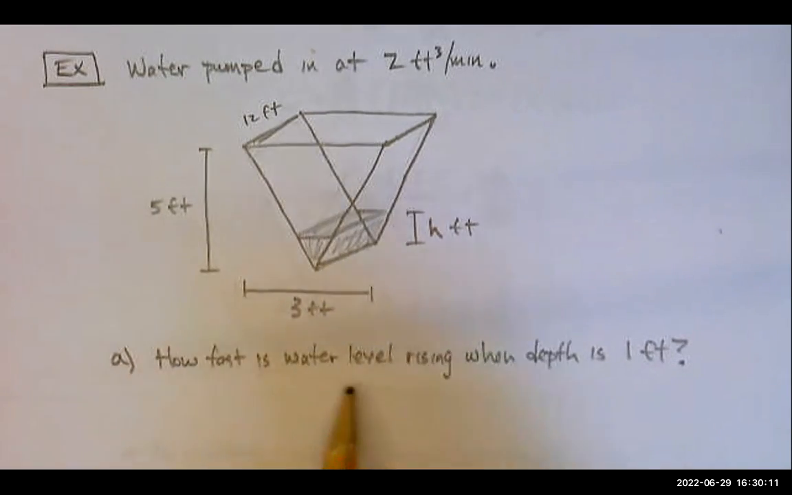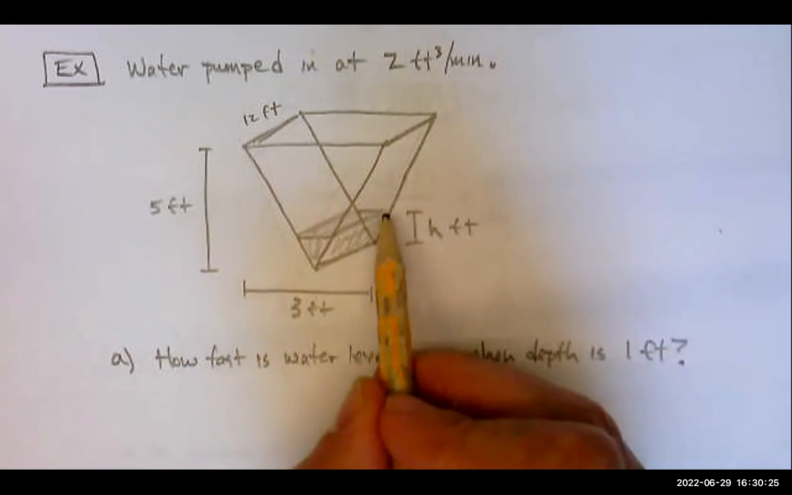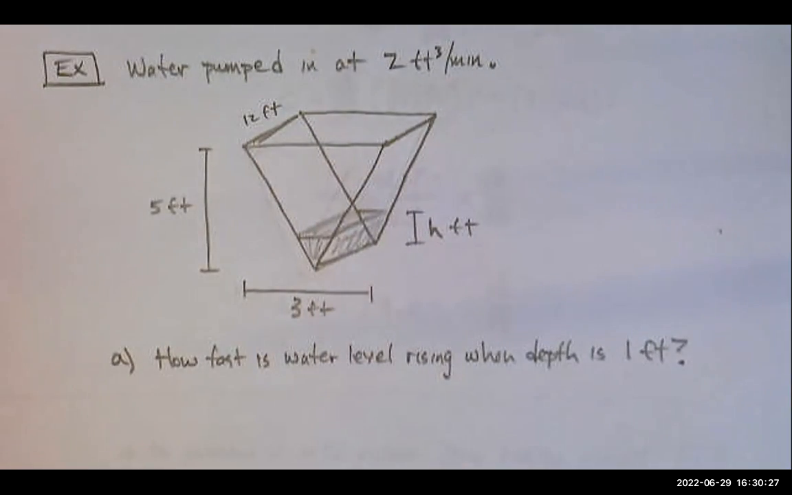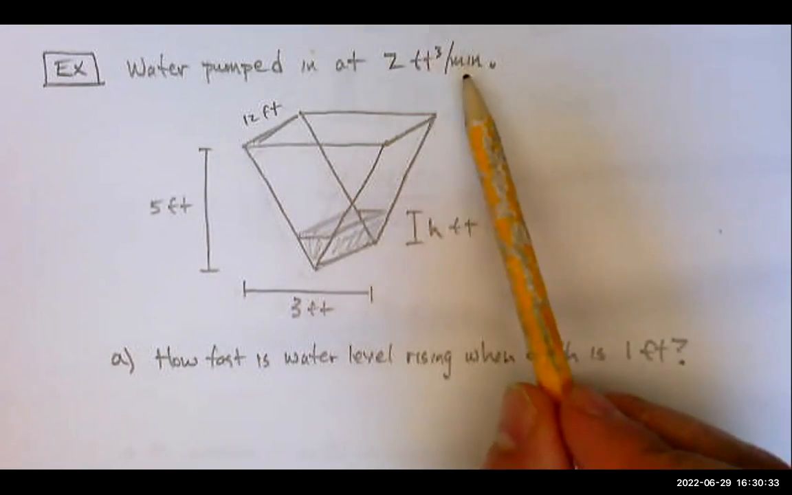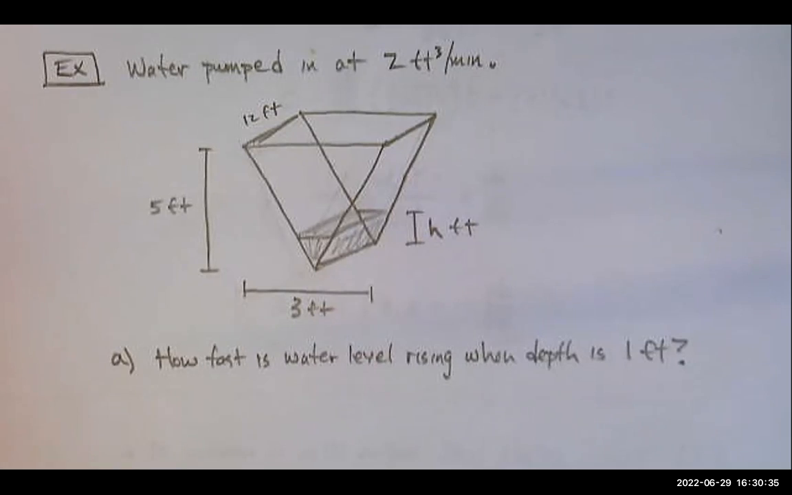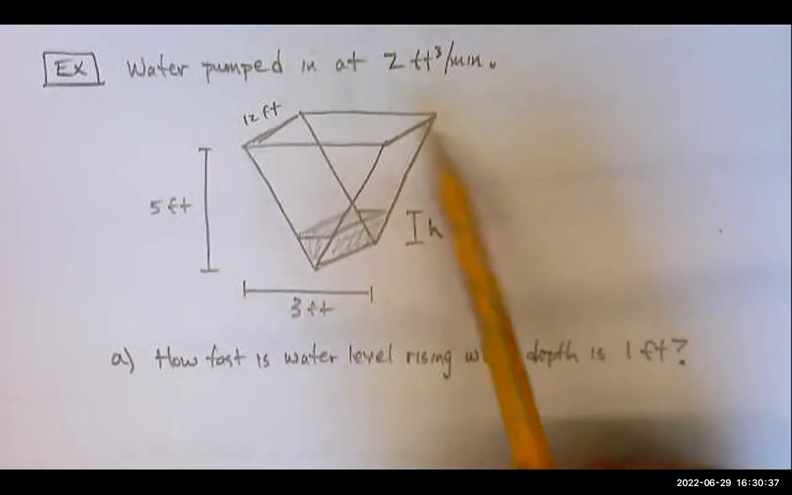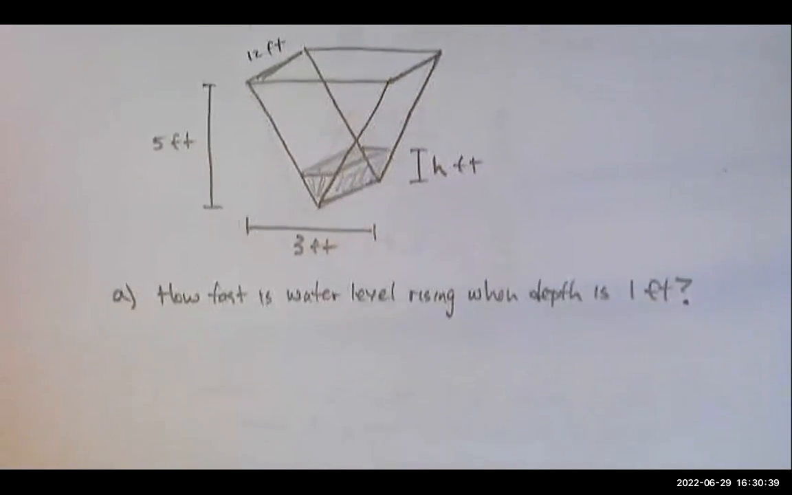When we're asking how fast is the water level rising, we'll need to set up an equation. It needs to have more than one variable in it that is changing. Well, what is the other thing that's changing? The depth or the height of the water is changing, but something else. They tell us that water is being pumped in at 2 feet cubed per minute. That tells us the volume of the water is changing.